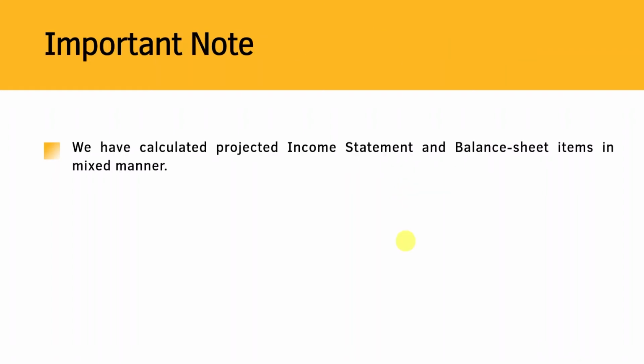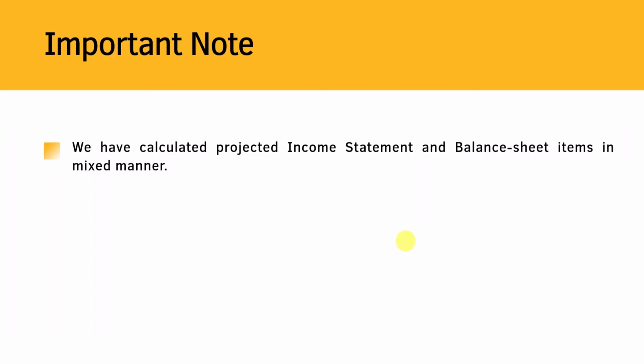One important note to remember is that we have not calculated all the items in the income statement at once and all the items in the balance sheet at once. This has been done because there are certain financial items, just like depreciation, which would be projected based upon the projected fixed assets.